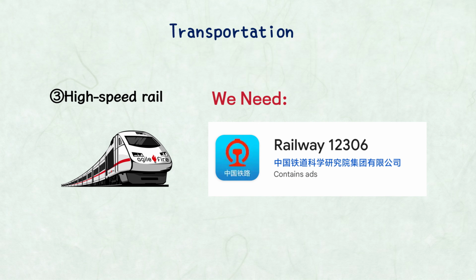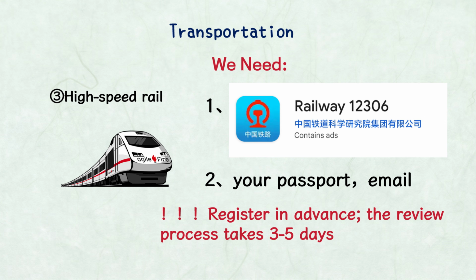Now let's move on to buying high-speed rail tickets. We need the Railway 12306 app. Registration requires your passport and email address. Register well ahead of time. Passport verification usually takes 3 to 5 days.